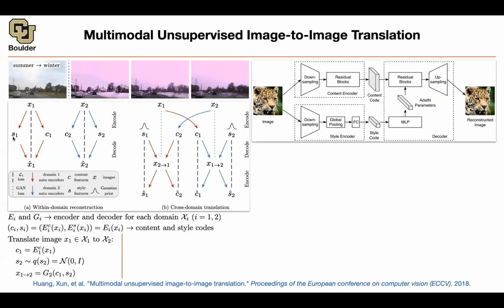How do you ensure that one of them is style, the other one is the content? You're going to use adaptive instance normalization, okay? But for now, let's see what happens. You have an image, you downsample it, you push it through a couple of residual blocks, you're going to end up with a content code. You have another branch: downsample, global pooling, fully connected. That's going to give you something that you're calling style code. At this point in your architecture, you can just switch the names. You can just call this guy style, this guy the content.